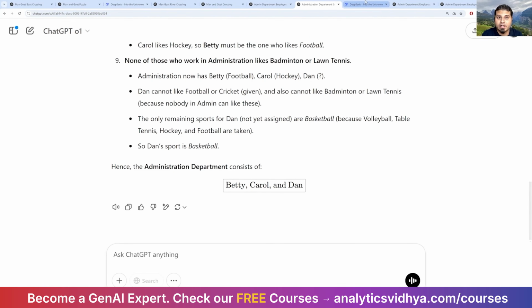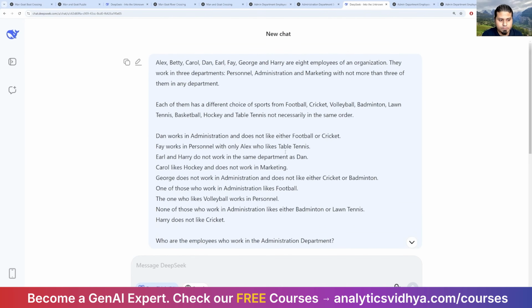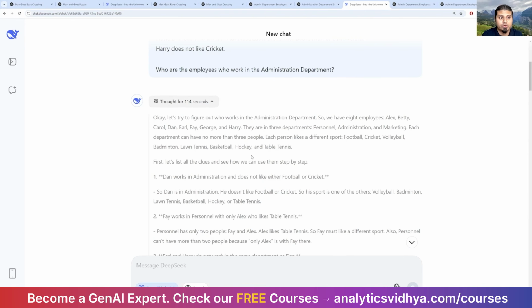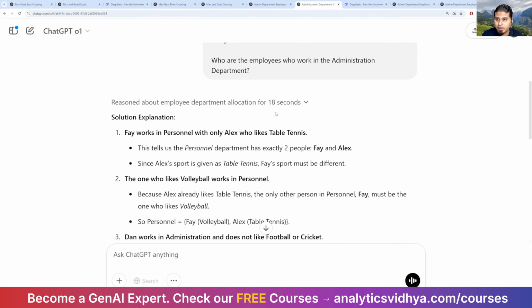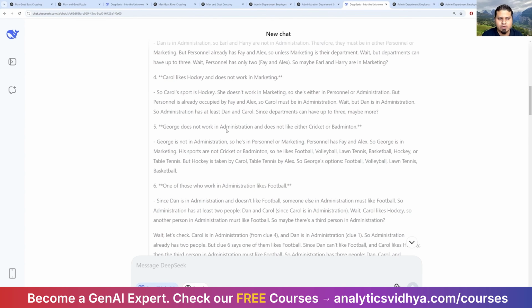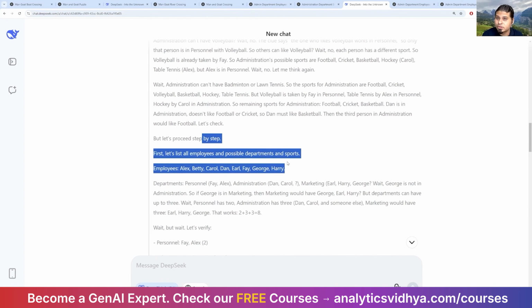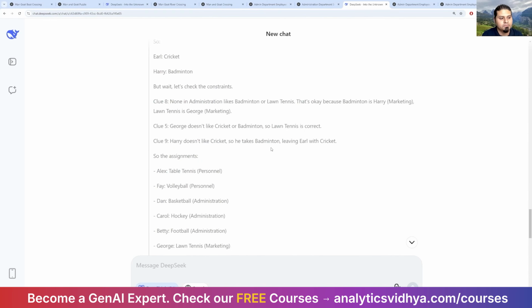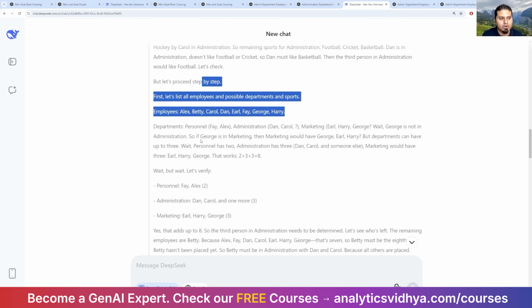Let's check out DeepSeek R1 and see how it did. So again, exact same prompt. And actually, DeepSeek R1 thought for close to 2 minutes. So interestingly, o1 gave us the answer after reasoning for 18 seconds, while DeepSeek R1 took close to 2 minutes. And as you can see, it's thinking quite a bit in terms of all of the steps. And then it does a bunch of checks also after breaking it down. And finally, we start getting the answer after it has done all the reasoning.